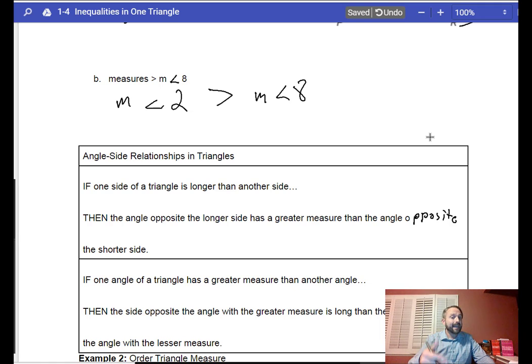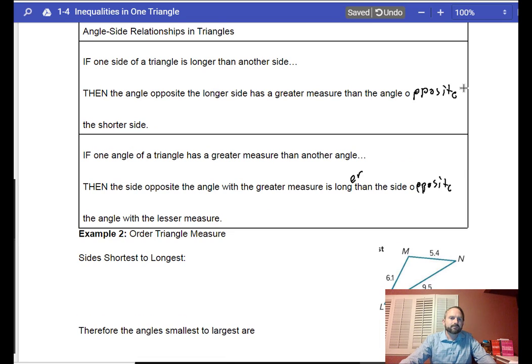If one angle of the triangle has a greater measure than another angle, then the side opposite the angle with the greater measure is longer than the side opposite the angle with the lesser measure. Well, what does this mean? So let's go over example 2.